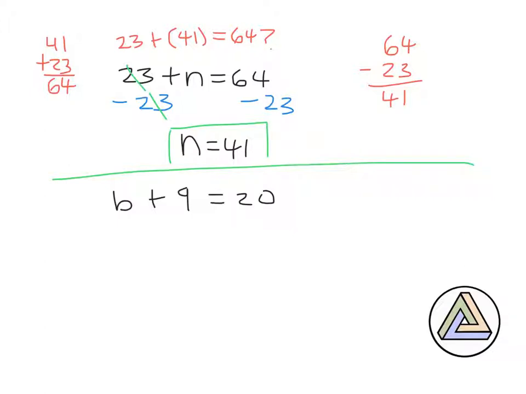Okay, so our goal is to get this b by itself. So what we're going to do is we're going to subtract this 9 from both sides. And then that results in these being canceled. And then we have b over here. Now, what is 20 minus 9? 20 minus 9.